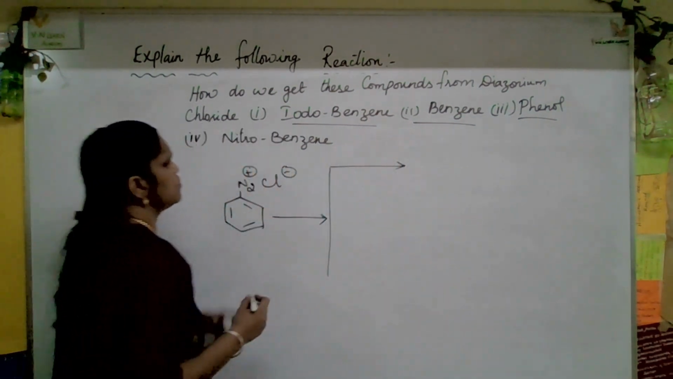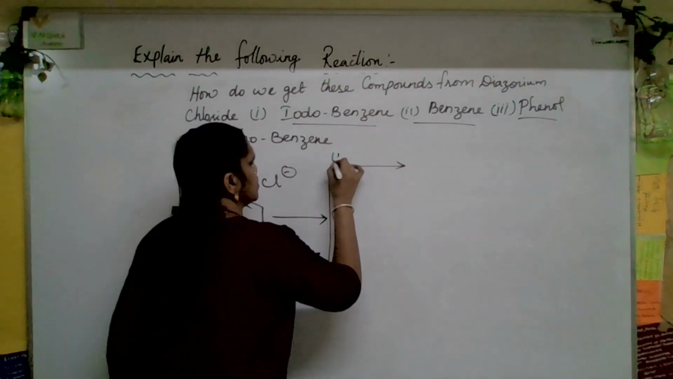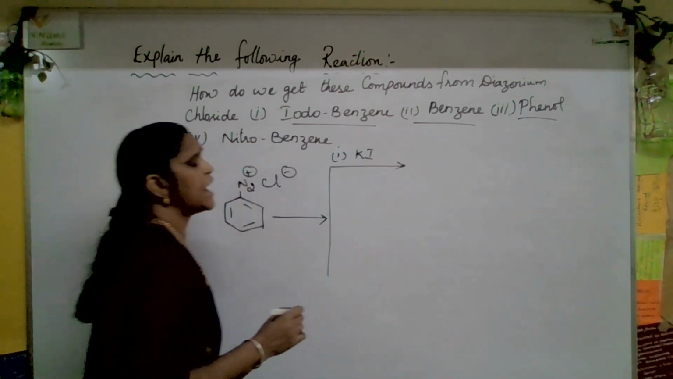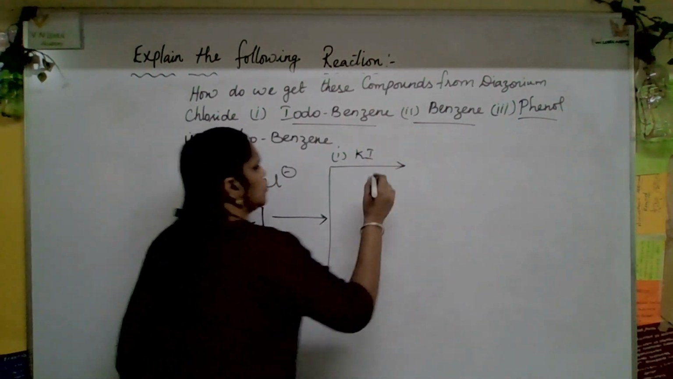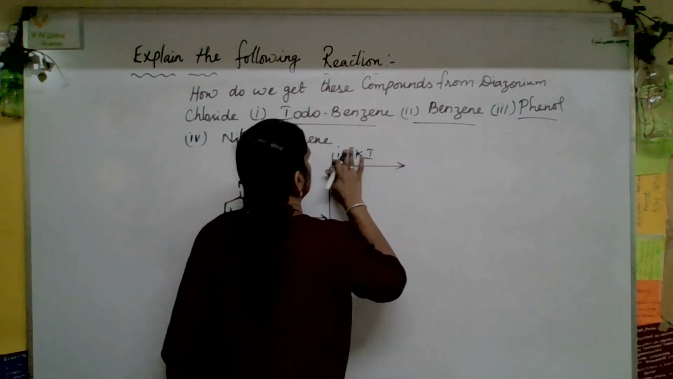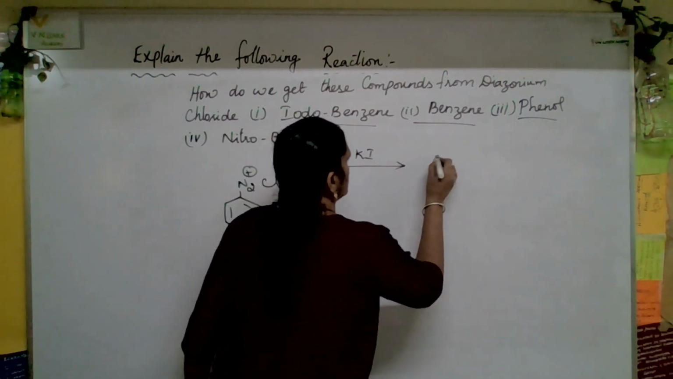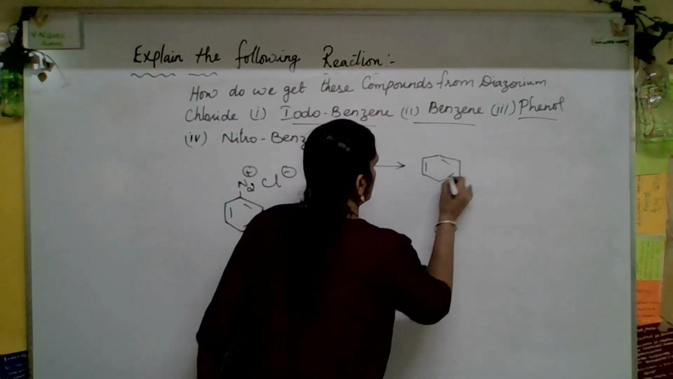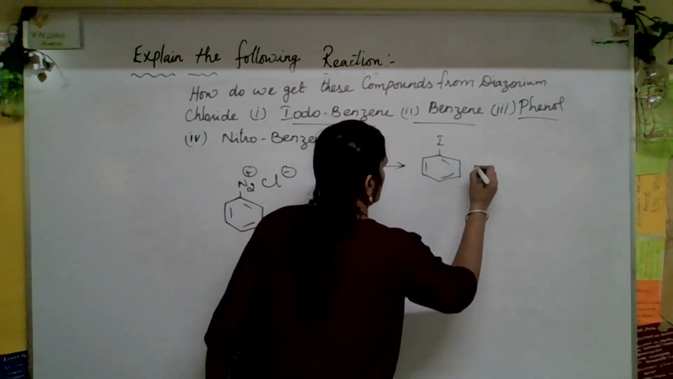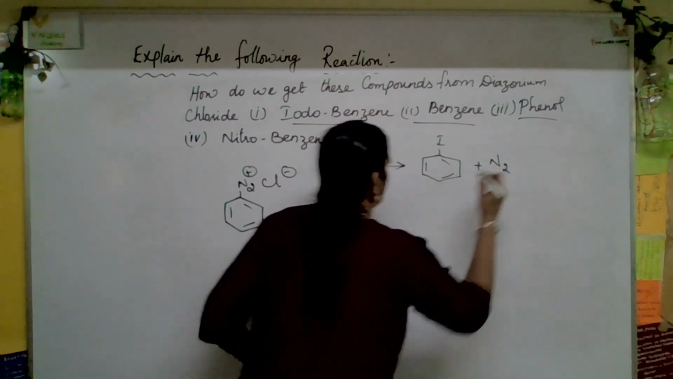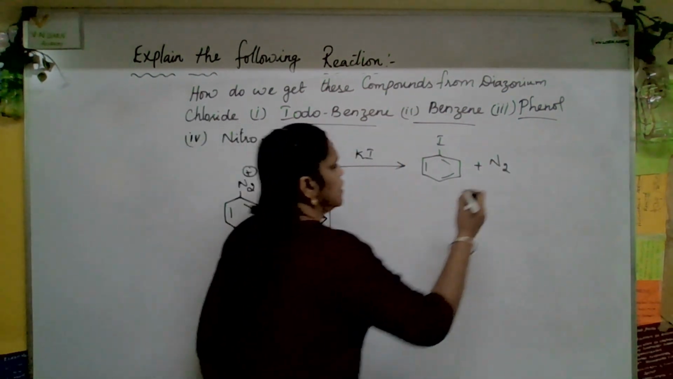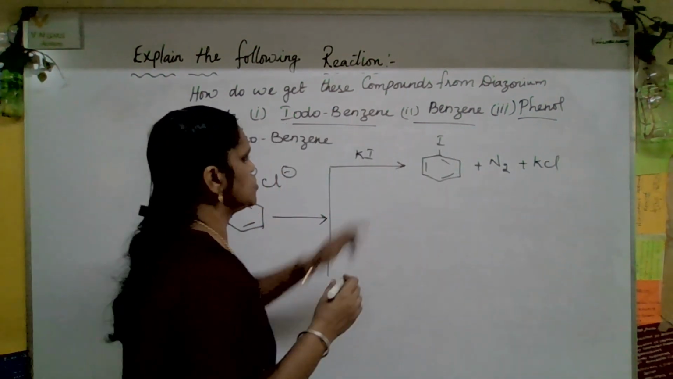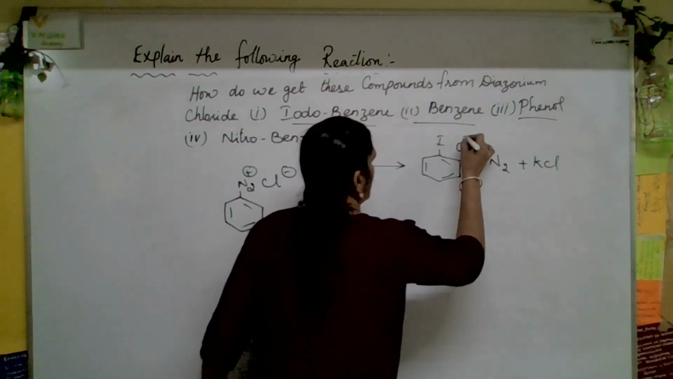Now the first one, iodobenzene. They have given iodobenzene, so that means KI. If potassium iodide reacts, you will get iodobenzene. I just put it here, iodobenzene. That is the answer, right? So here I plus N2, of course, removal of diazo group, plus KCl. So this is the first one, iodobenzene.